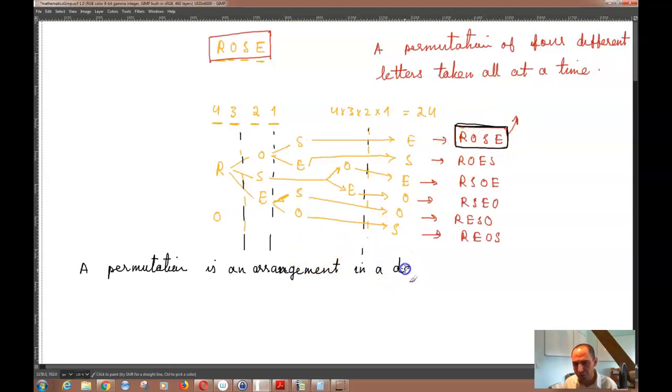Meaning the order is important. Meaning that, for example, when you have these 4 letters, R-O-S-E is different from R-O-E-S, is different from R-S-O-E, is different from R-S-E-O, and so on and so forth. The order of these letters is of course important, so we say in a definite order, of a number of objects.